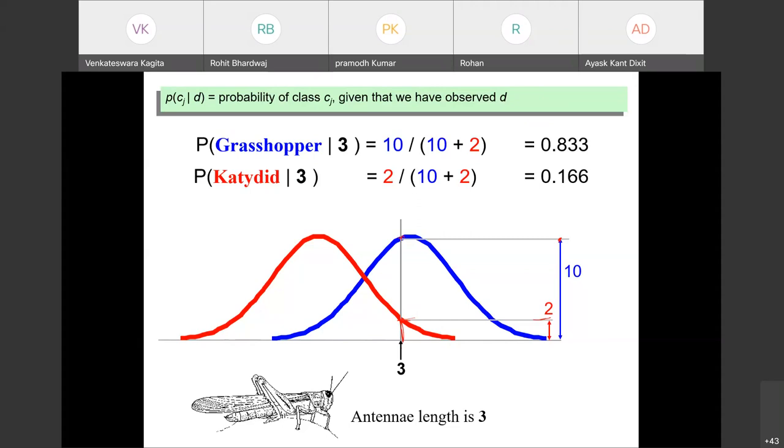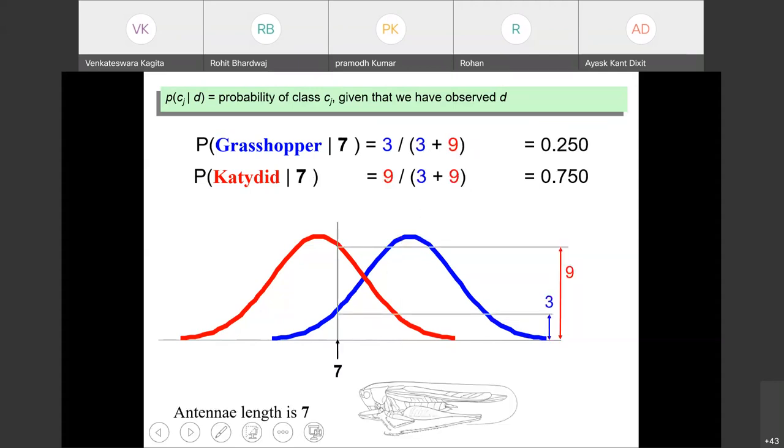So there are a total of 12 insects with antenna length 3, and out of them 10 are grasshoppers and 2 are katydids according to this distribution. So the probability of grasshopper given 3 is 10 by 12, which is 0.833, and similarly you can compute the probability of katydid given 3, which is 0.166, right? So which label would you assign to this new insect, grasshopper or katydid? Grasshopper. So we assign grasshopper because it is the more probable label, right?